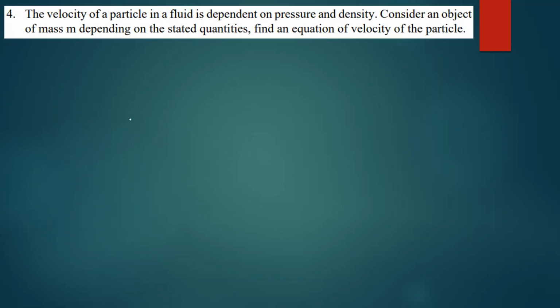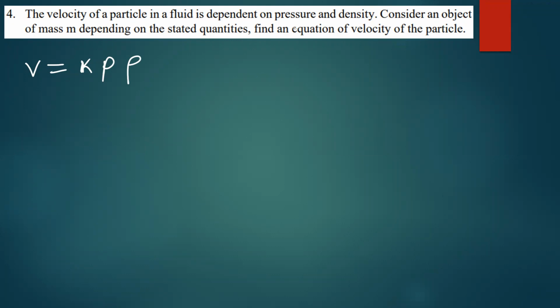So we have been told to say the velocity of a particle in a fluid is dependent on what? So they're saying the velocity is dependent on, so I'm going to put k here to represent any number. So they're saying it's dependent on the pressure and the density. Consider an object of mass m depending on the stated quantities.